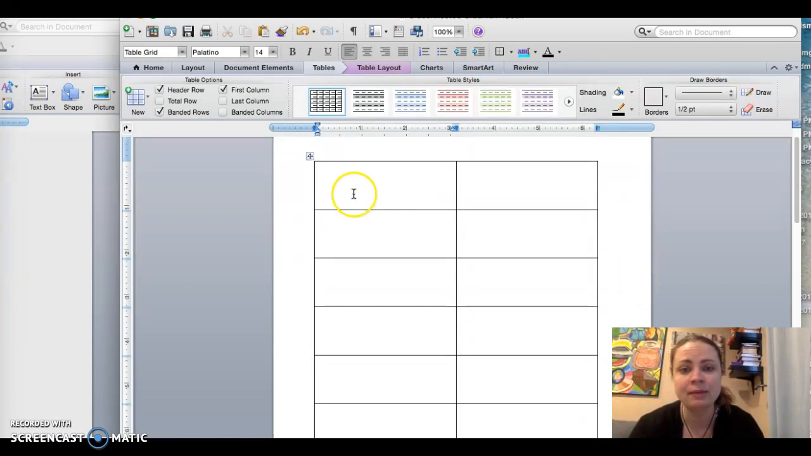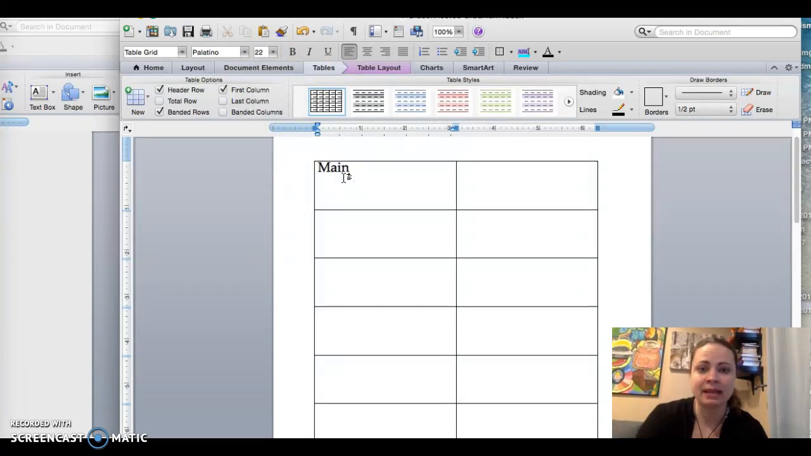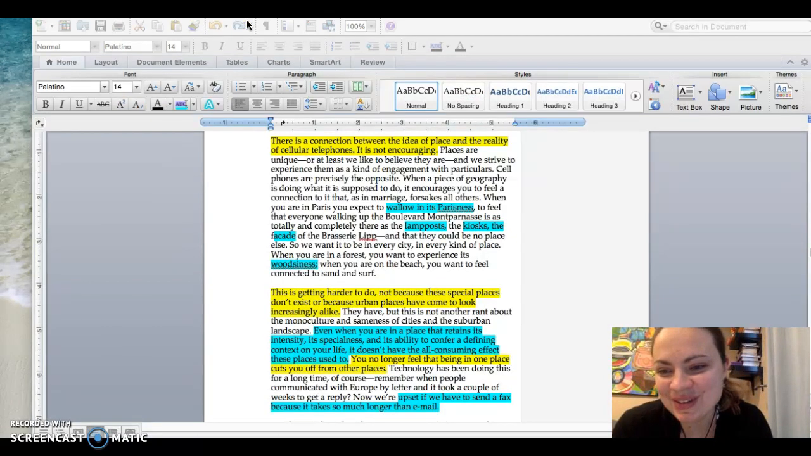Okay? And then what I would do is, in a bigger font in your top column, type in main ideas. And then here you're going to type in supporting details. Let's make that the same font. This is also called the Cornell Notes strategy. Some of you may have done it before. Okay, and then you're just going to go ahead and write what the main ideas and supporting details were for your paragraphs. So in the next video, I will continue to show you how to take 2-column notes.